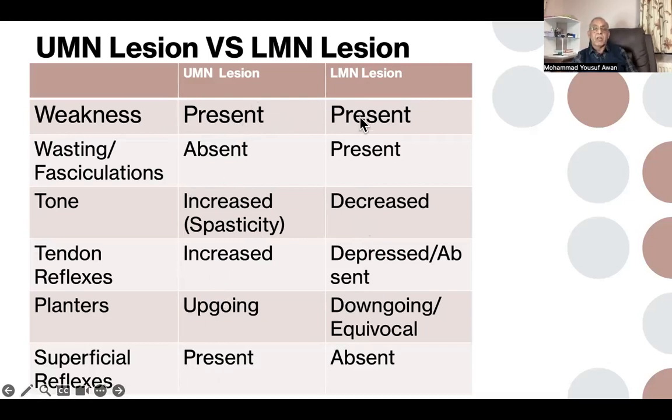That means the lower motor neuron lesion is from the anterior horn cells of the spinal cord to the muscles. That is lower motor neuron lesion. And upper motor neuron lesion is from the precentral gyrus to short of the anterior horn cells.